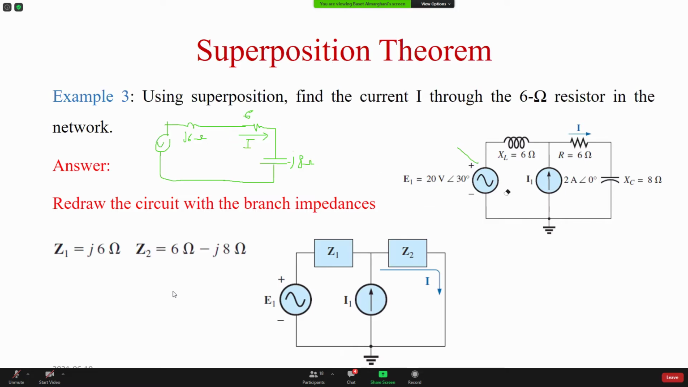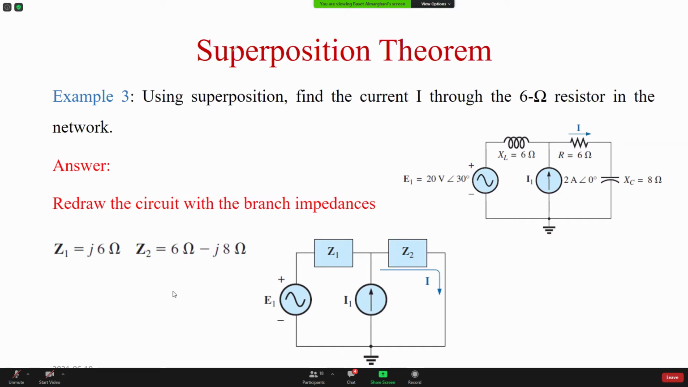So this is the first circuit with the first source. Now the second circuit, we're going to remove the voltage source, replaced with a short circuit. Everything else is the same. And the current source. This current source is going to give me current this way. It will be divided some here and some here. I can use the current divider, but I have to assume that these two is one impedance. And this impedance is just the sum of them, 6 minus J8. So this is the second impedance.